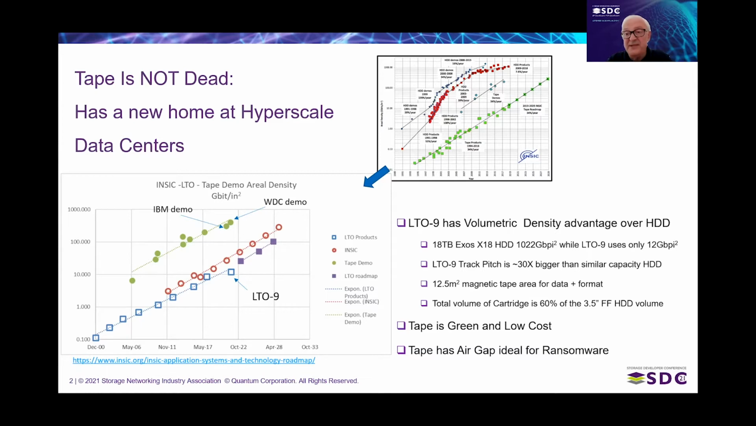You also need to consider that tape has substantially more recordable area, like more than a kilometer of half-inch wide tape, of which we only use one side of the media today. Also, this is packed into about 60% of the volume of a hard disk drive. So the LTO-9 cartridge is a substantially compact, volumetrically efficient storage medium when compared to hard disk drives of equal capacity. If you add to this the green operation, low cost, and the air gap for ransomware protection, it's not surprising that LTO has finally found a home at hyperscale data centers.